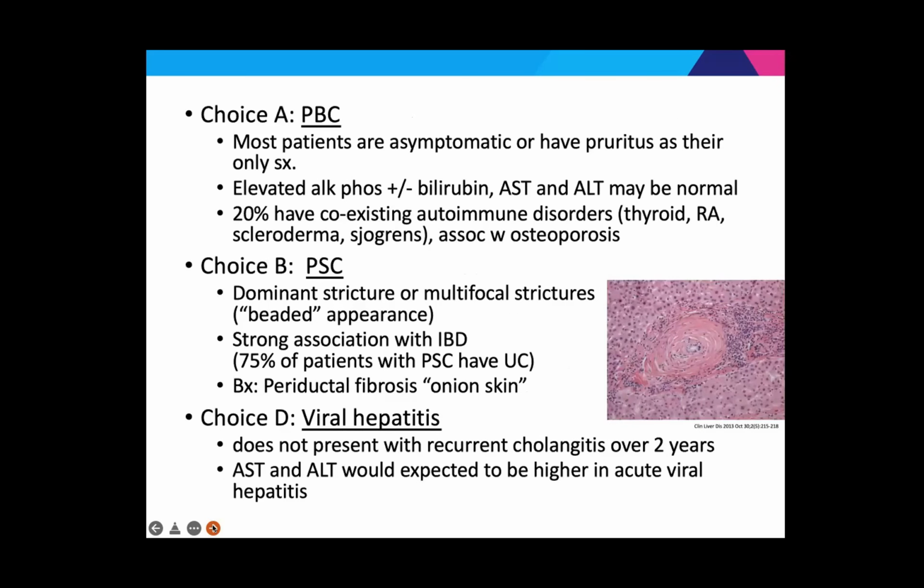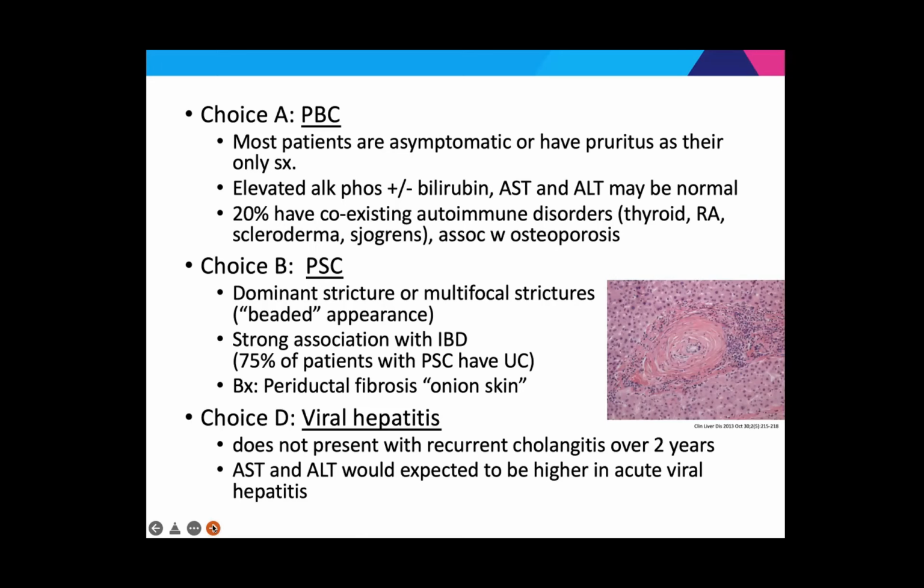So choice A, PBC, is incorrect. PBC is an autoimmune condition. These patients present without symptoms. If they do, they have very mild pruritus. They tend to have isolated alkaline phosphatase elevations and sometimes very mild elevations in bilirubin. They also tend to co-present with existing autoimmune conditions in 20% of the cases.